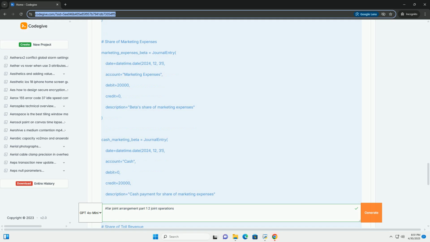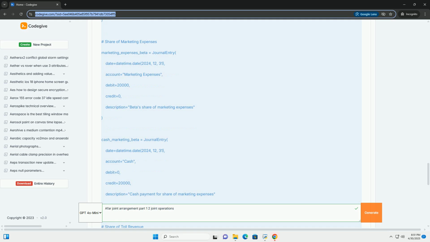Unanimous consent required. Decisions about the relevant activities require the unanimous consent of all parties sharing control. Each party bears their costs and receives their share of revenue. Joint operators bear their own expenses and receive their agreed share of the revenue generated by the joint operation. No investment in the joint operation itself. Joint operators do not have an investment in the arrangement because they do not have rights to the net assets.